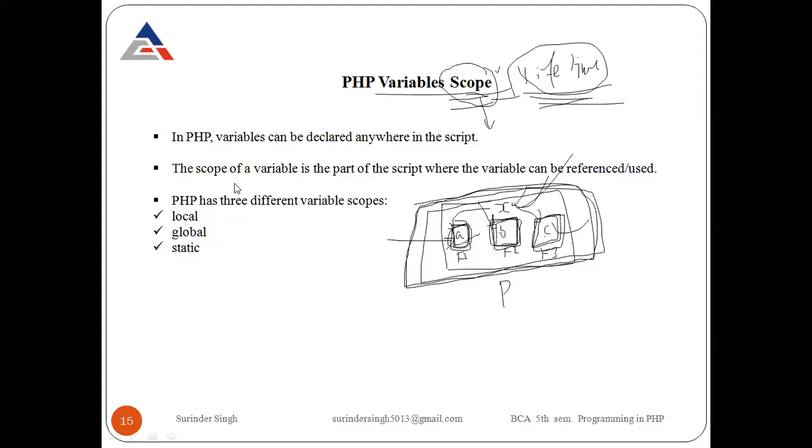Now, scope of variable we already seen. What is scope of variable? There are three different variable scopes: local, global, and static. We all have seen what is local scope. Local variable has local scope, global variable has global scope. And what is static, we will see further.